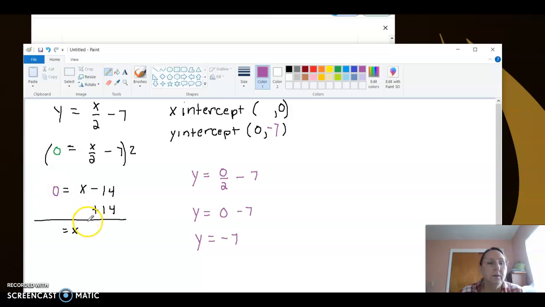So this is supposed to be a 0. And I'm still going to add 14 to both sides, and so that's going to give me a 14.